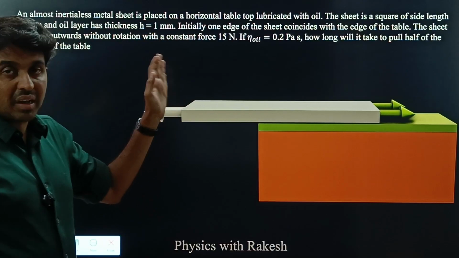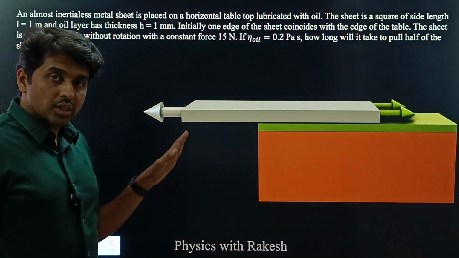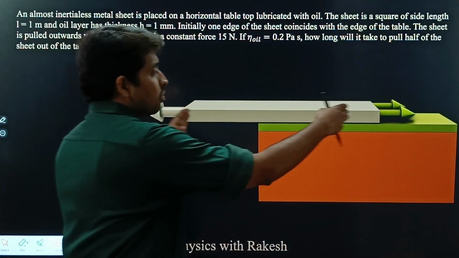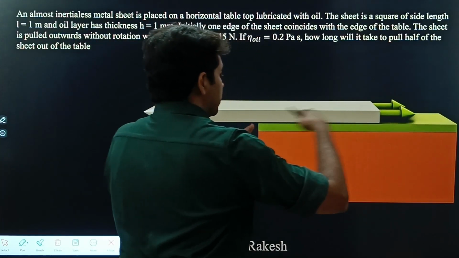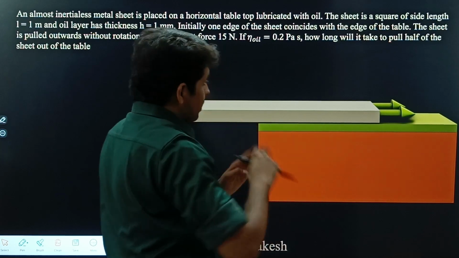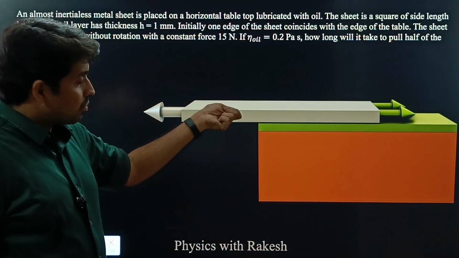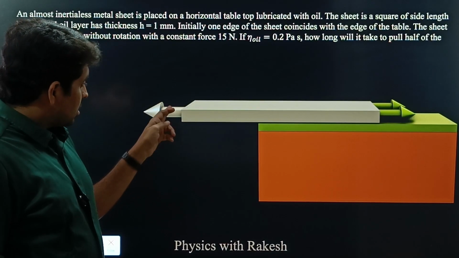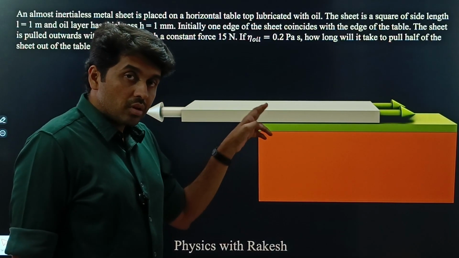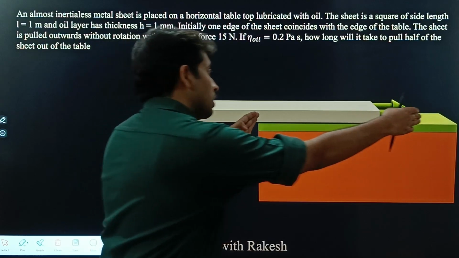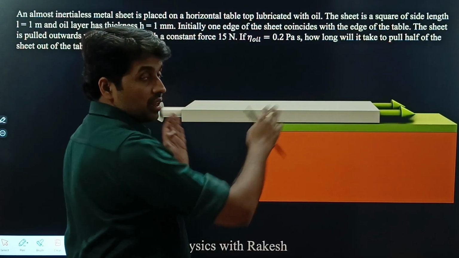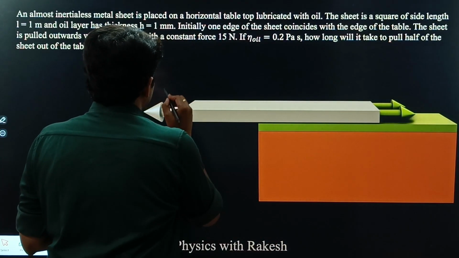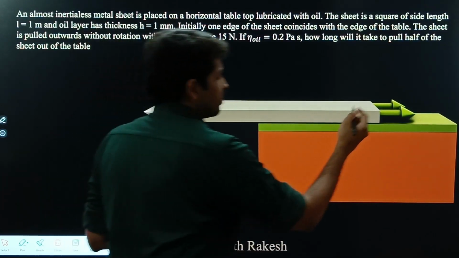This question is taken from Pathfinder. I'll explain the question. There is a square plate here, and initially this plate was here. This is a table, and on this there is oil. Now what is done is, this square plate is pulled with a constant force. He's asking, what is the time taken for this square plate to come till half its length out. So this is F, and here there is some viscous force acting.